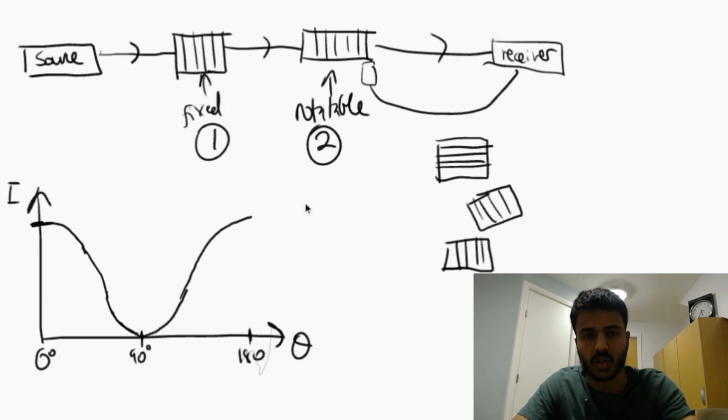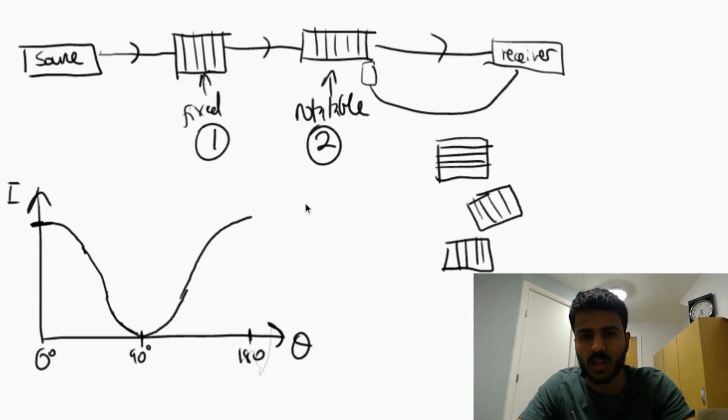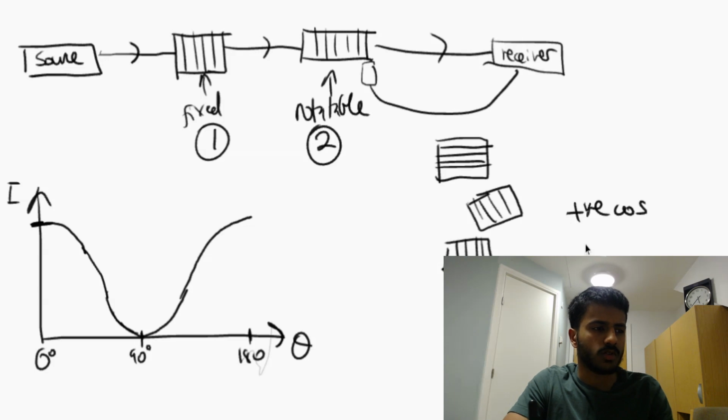And this pattern here is going to repeat for every 180 degrees. So at 360 there's going to be another maximum, and at 540 degrees there'll be another maximum. But for 90 degrees and 270 degrees, you will see complete minimums. So this graph is basically a positive cosine graph, or you could even say it's a cosine squared graph.